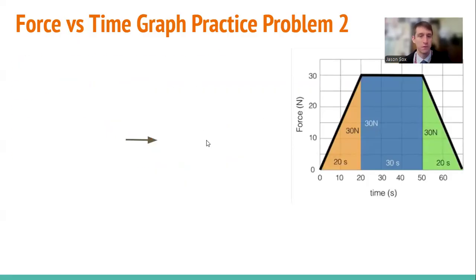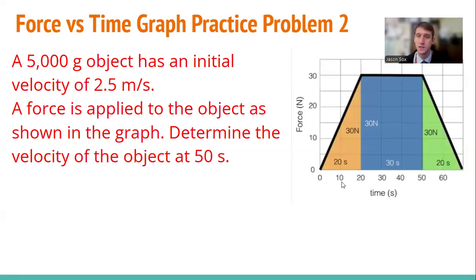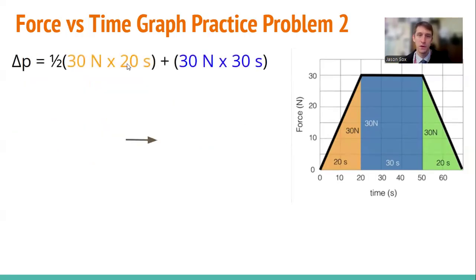Oh, my bad. Let me back up. Sorry, it's not the same. For 50 seconds. So my bad. So we're just going to use this orange section and this blue section. So from our previous calculation, we figured out the total impulse during those two sections would be 1,200 Newton seconds.